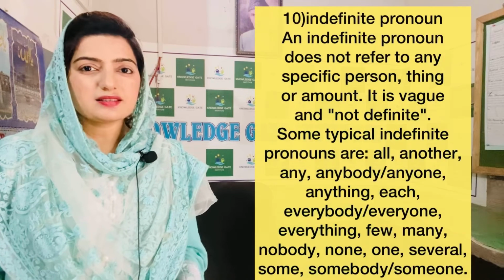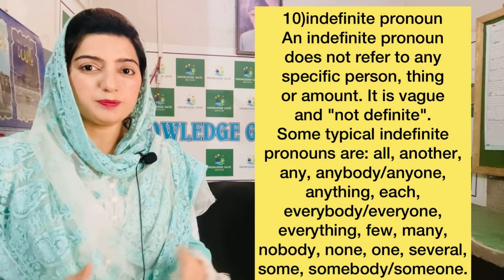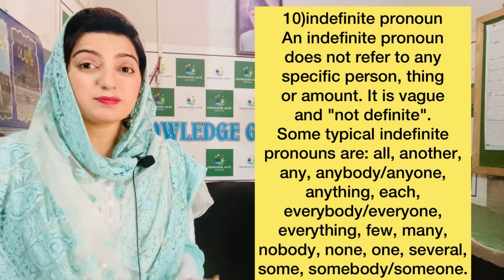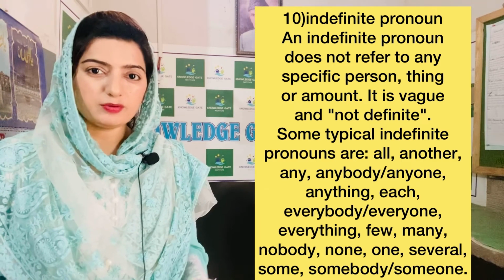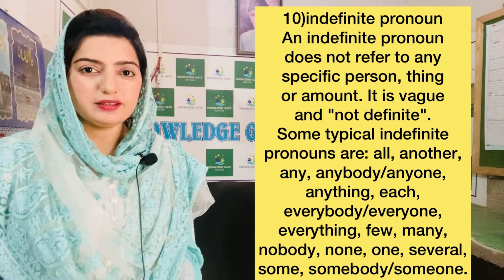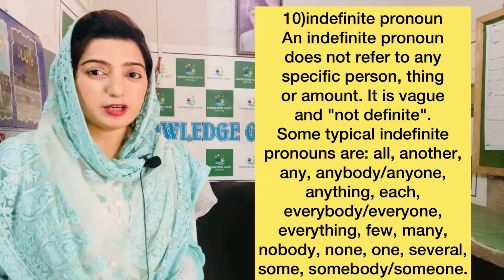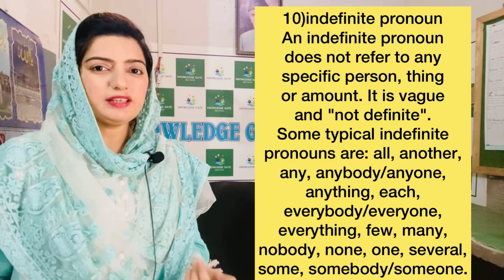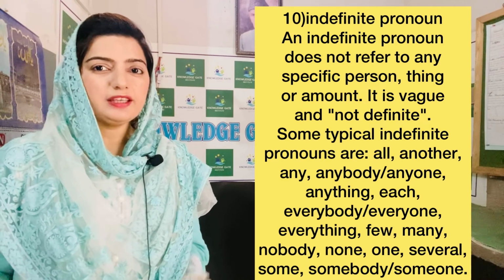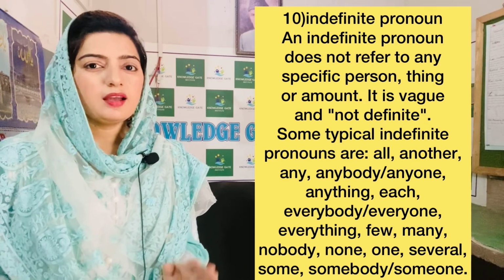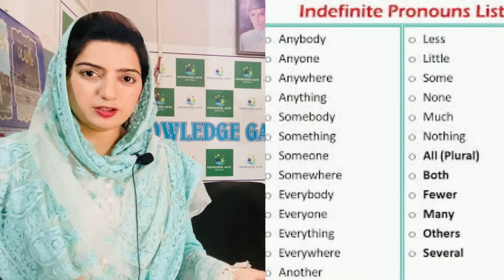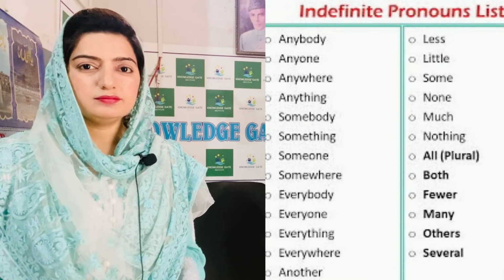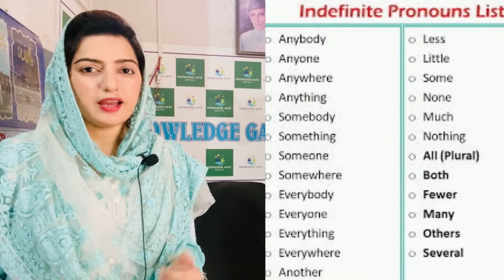Number 10 and last is indefinite pronouns. An indefinite pronoun does not refer to any specific person, thing or amount. It is vague and not definite. Some typical indefinite pronouns are anything, each, everybody, everyone, everything, few, many, nobody, none, someone. For example, someone is calling you. No one trusts me. All are coming today. Everything is fine.